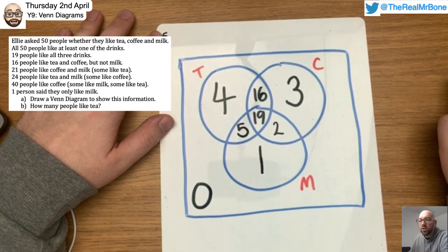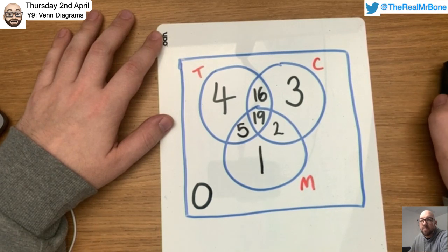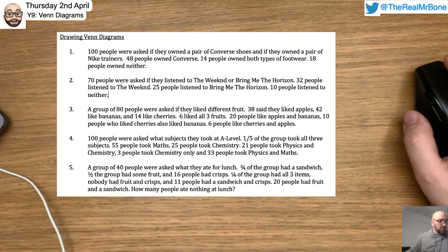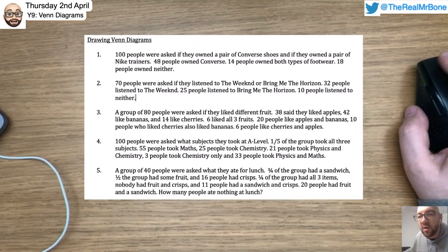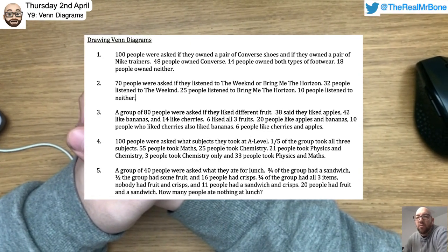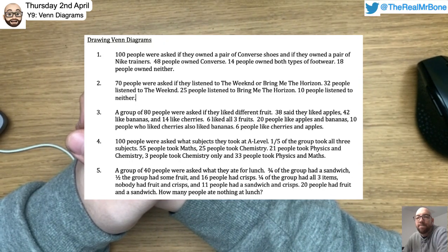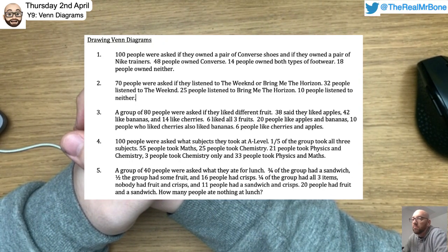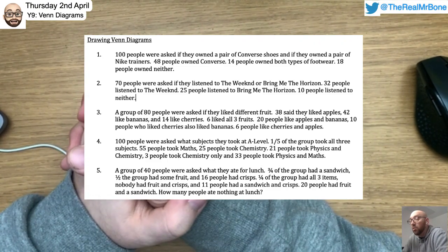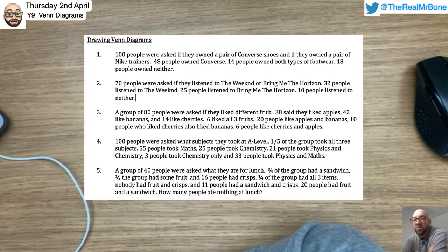If I now load up the questions that I have asked you to do, put them on the screen. We are doing a drawing of Venn diagrams. Okay, so here we go. Question number 1 said 100 people were asked if they own a pair of Converse shoes and if they own a pair of Nike shoes. Shouldn't be anything tricky with that one at all. It's going to be a big circle. They could own both. They could own just one. You've got to put numbers in the right place.